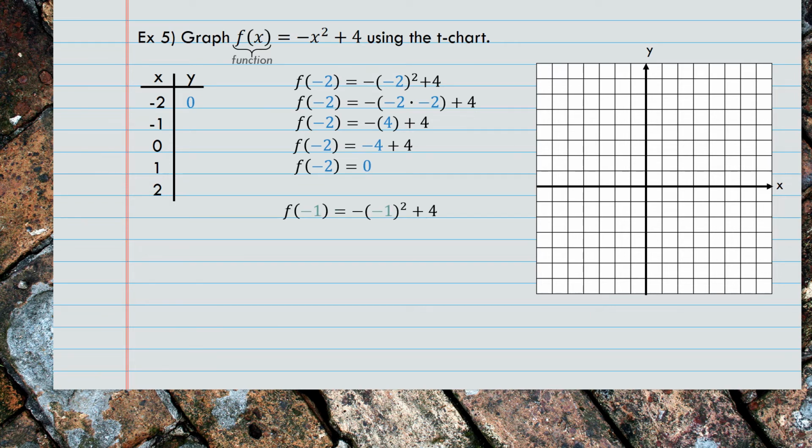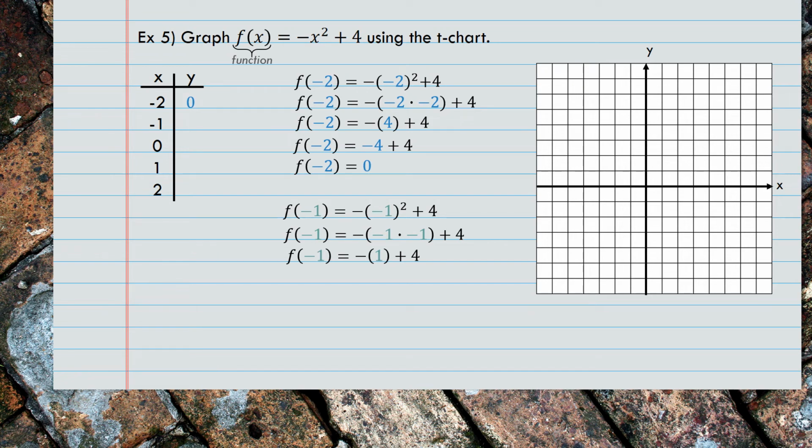Alright, now we're looking for when x equals negative 1. So f of negative 1 equals negative of negative 1 squared plus 4. We cannot do any grouping symbols. We do have exponents. We have negative 1 squared, which really means negative 1 times negative 1, which gives us a positive 1 as a result of the exponent, but the negative out front is still there.